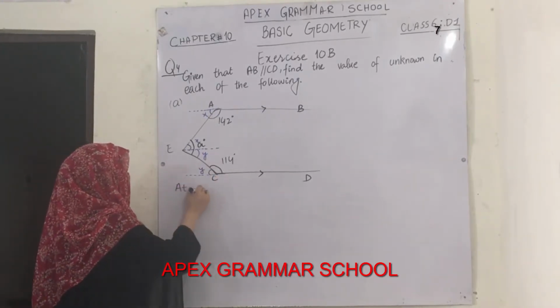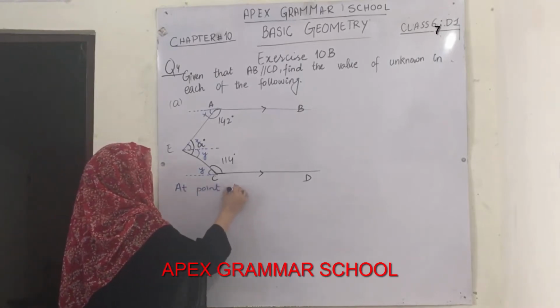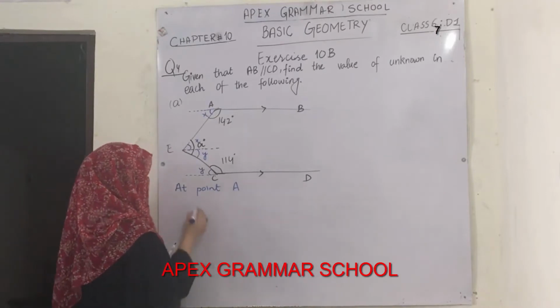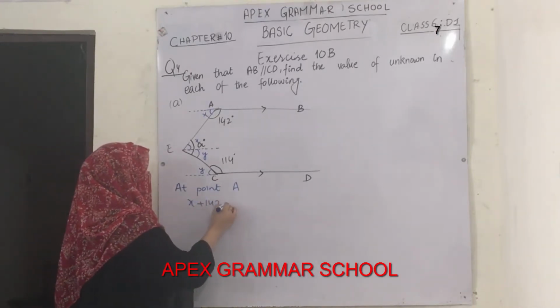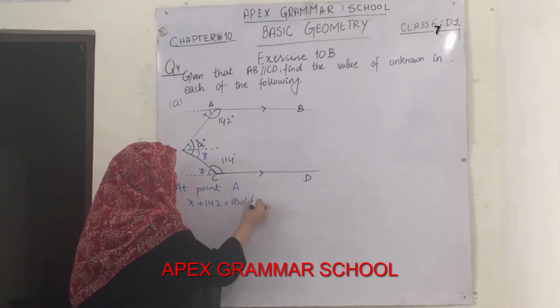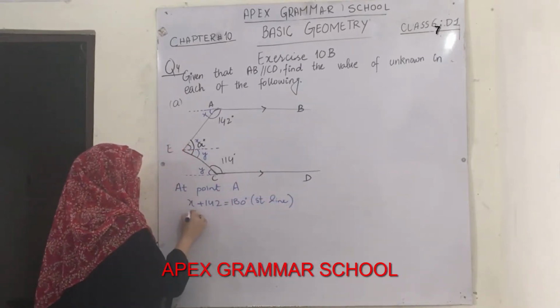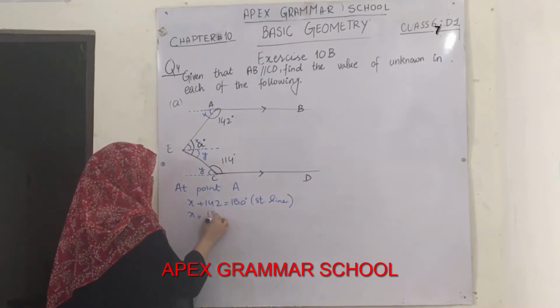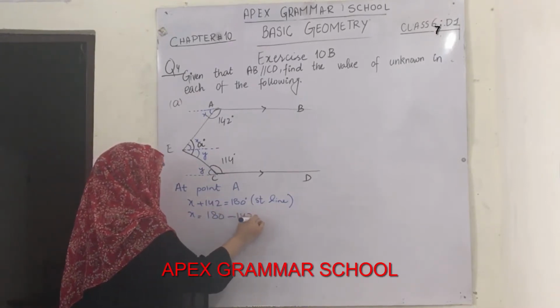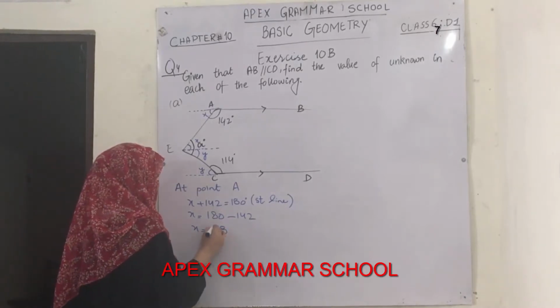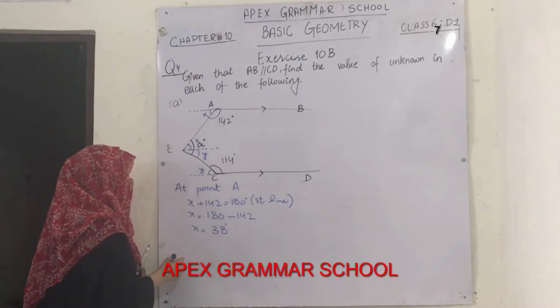So at point A, you can see that both angles X and 142 are lying on a straight line, so they will add up to make 180 degrees. Straight line. 142 is being added on one side, so on the other side it will be subtracted. 180 minus 142 will be 38. The value of X comes to be 38.